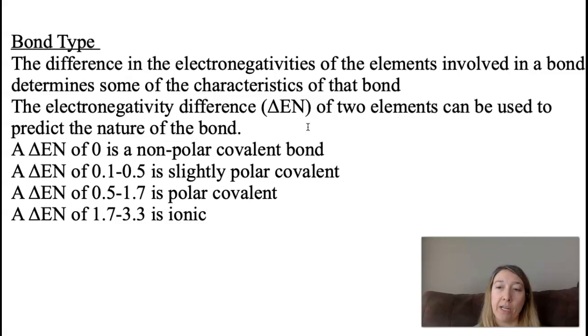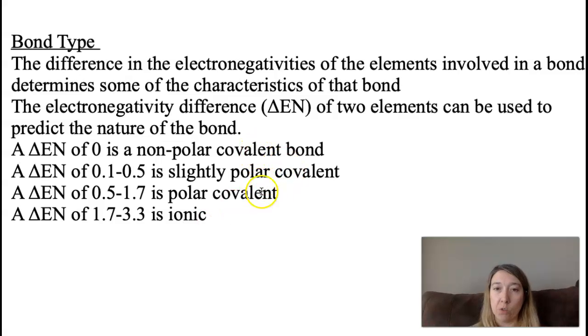If we find that there's next to no difference in electronegativity, so if we have a delta En of 0, we consider that to be a non-polar covalent bond. You're going to see that we have three covalents here: non-polar covalent, slightly polar covalent, and polar covalent. And then we get to ionic. Ionic means ionic, right? When we classify something as ionic, we are saying that the majority of the time the electrons are spending their time with the nonmetal and not with the metal.